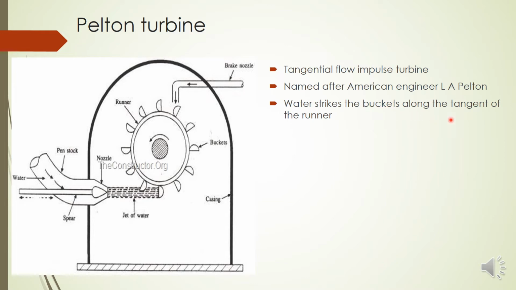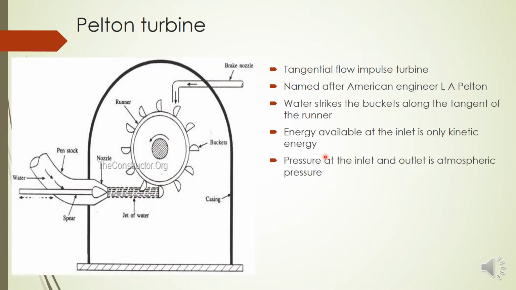Water strikes the bucket along the tangent of the runner. As it is an impulse turbine, the energy available at the inlet is only kinetic energy. The pressure at the inlet and outlet is atmospheric pressure only. So these are the Pelton turbine, and it is used for high head and low discharge.